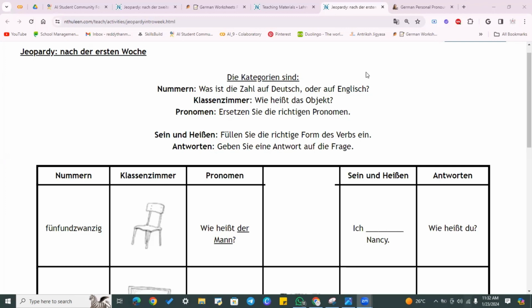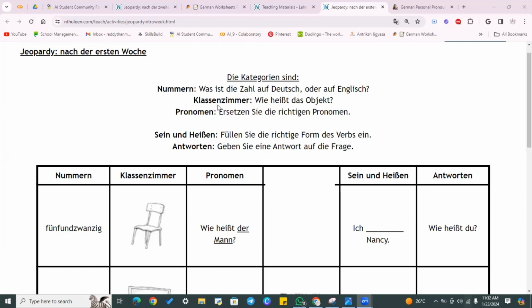Okay, so this is the worksheet. Let us see how we have to fill up this worksheet. They have given us 1, 2, 3, 4, 5 columns and we are supposed to do the needful. First up, we have Nummern. Was ist die Zahl auf Deutsch oder auf English? They're asking, what is the number in German or in English?